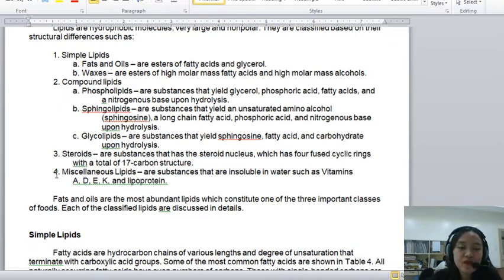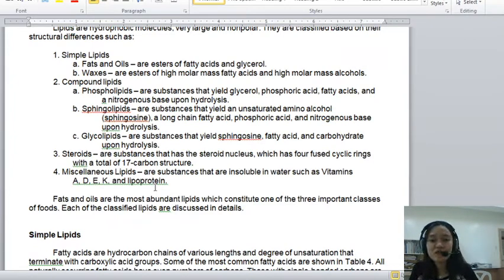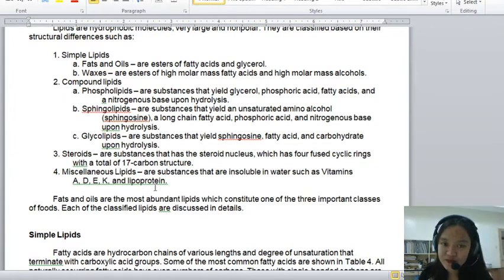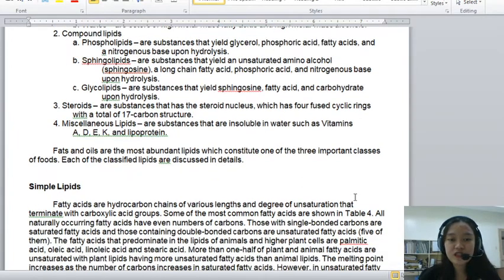Number 4 classification, you have miscellaneous lipids. So these are substances that are insoluble in water such as vitamins A, D, E, K, and lipoprotein. Para mas madaling matandaan, diretso mo na vitamins ADEK. Okay, so yan yung miscellaneous lipids. So ito siya, summarization lang ito, and then later on, i-take up yan isa-isa with explanation.